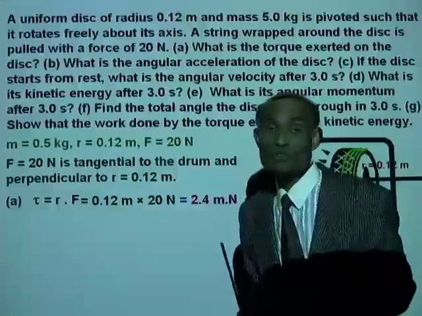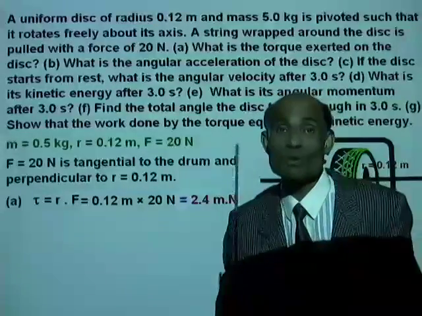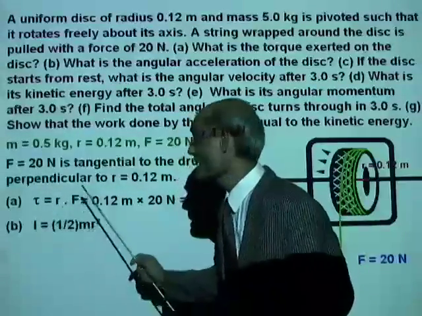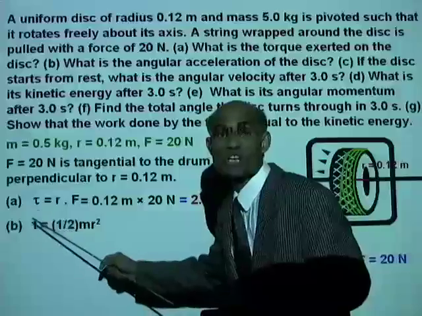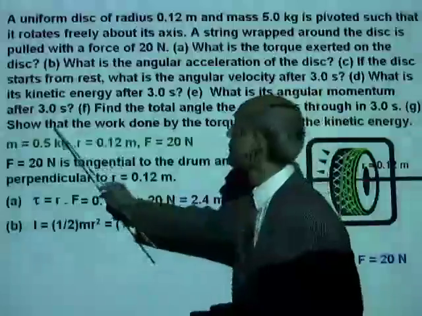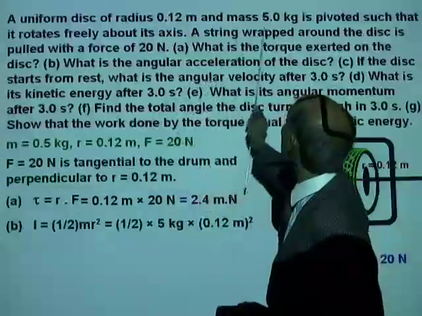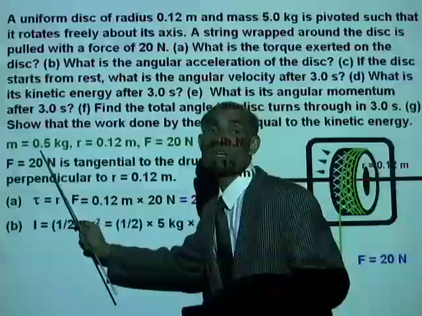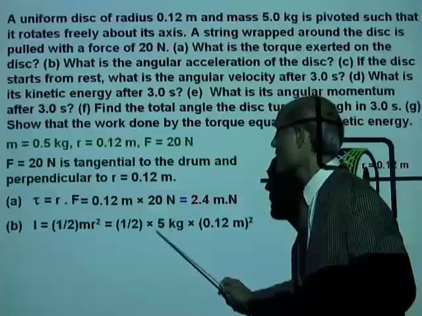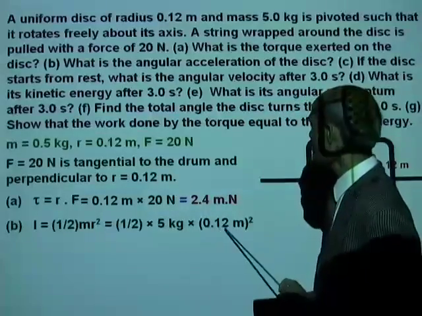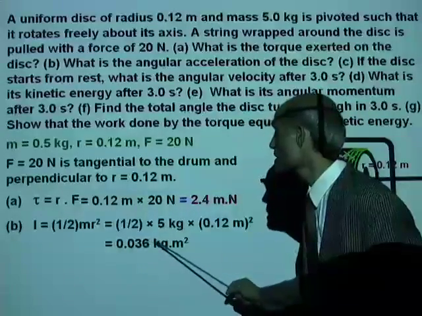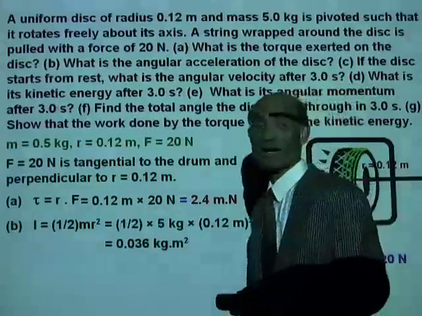In order to find the angular acceleration, we need another quantity. What is that? We need the moment of inertia. The moment of inertia of a disk is 1/2 m r squared. So that will be 1/2 times 5 kilogram. I wrote m equal to 0.5 kilogram, but it has to be 5 kilogram. So that will be 1/2 times 5 kilogram times 0.12 squared, that is 0.036 kilogram meter squared.